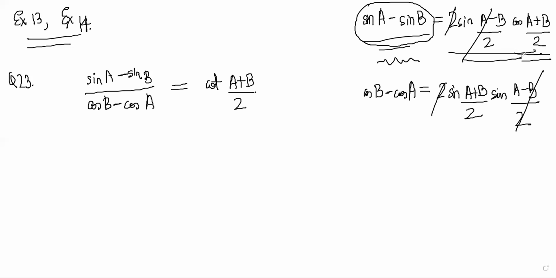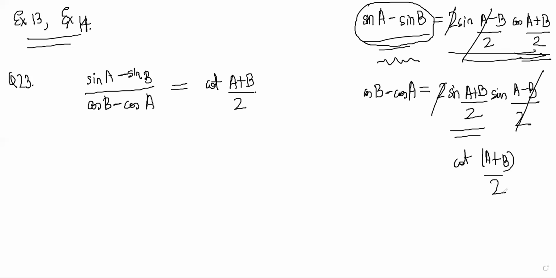And what is left? Cos (A+B)/2 by sin (A+B)/2, which is cot (A+B)/2, right? Yes. So the questions in this exercise will be fairly easy. Some of them might be slightly long, but it will be about intelligent application of the formulas that we have just learned. Okay. Exercise 13, 14.